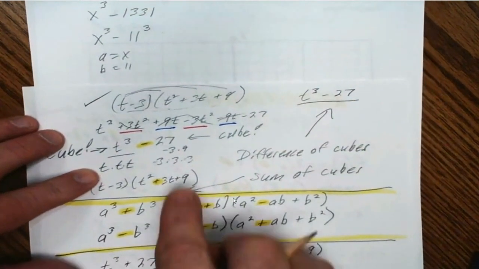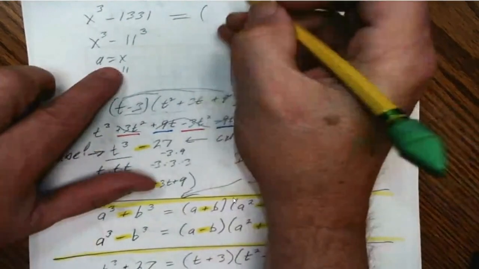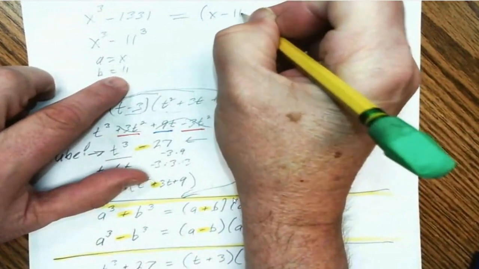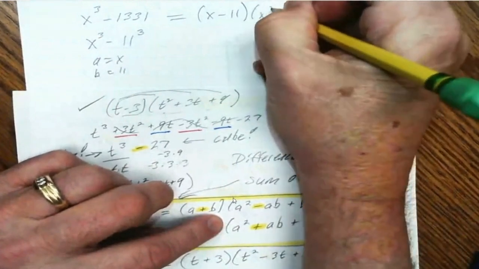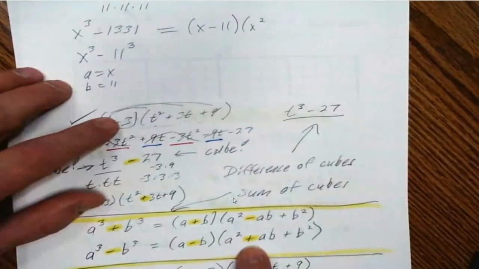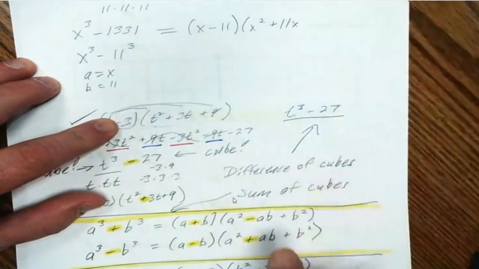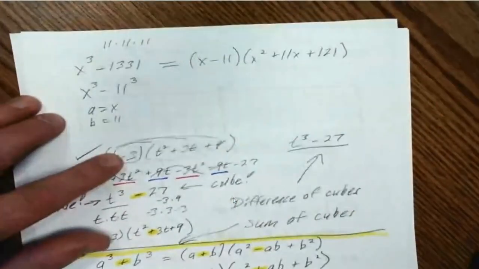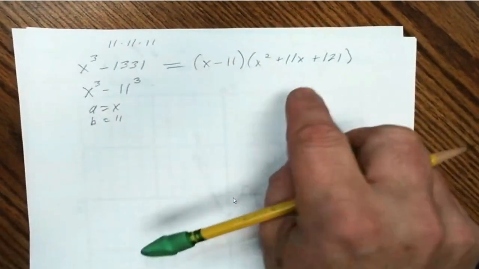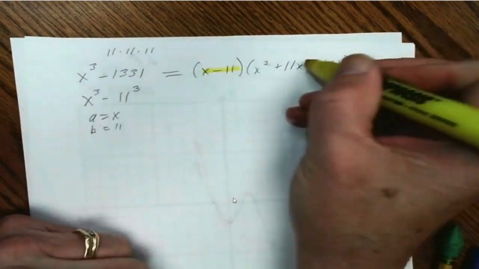Using their pattern, the factors of this are A minus B, X minus 11, and A squared, which would be X squared, plus A times B, plus 11X, plus B squared, plus 11 squared, which is 121. Like the size of the box. So you're not factoring either one of these because these are factors of this. If you multiply these two factors back together, this will be your answer.